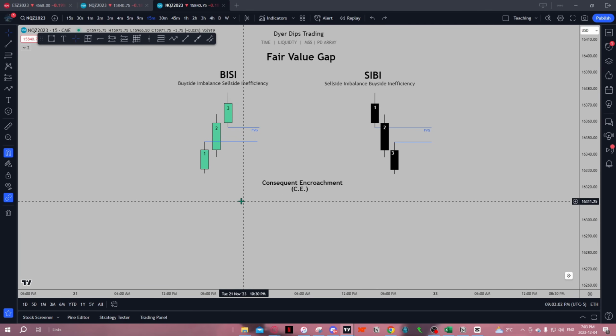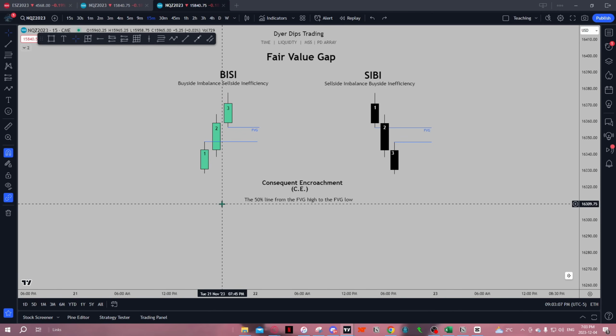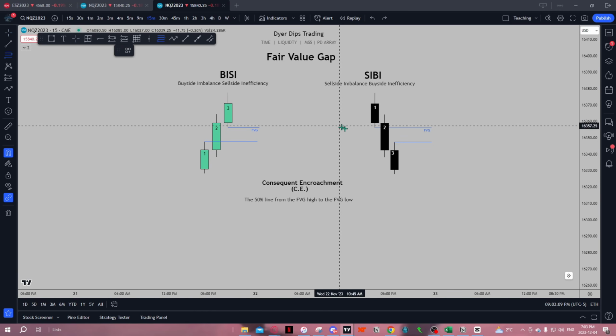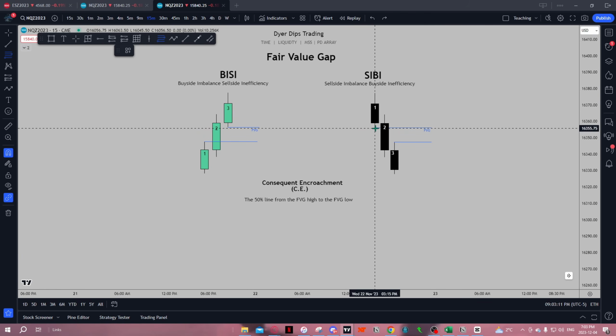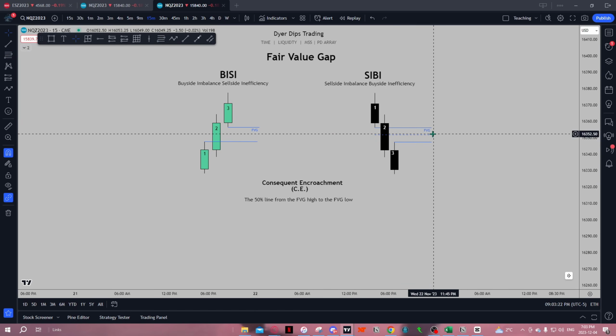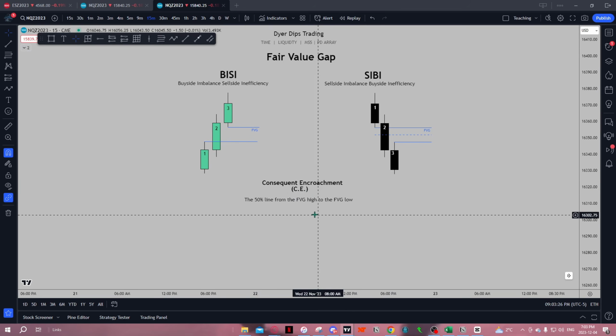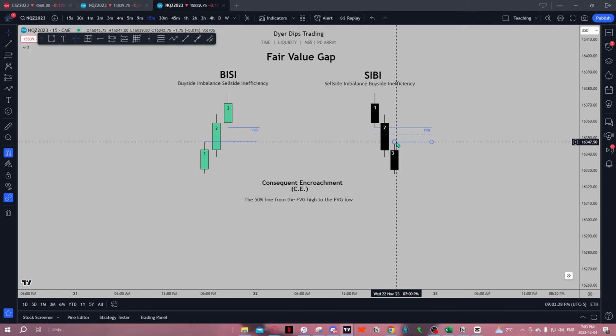It's commonly referred to as CE, and essentially it's the 50% line from the fair value gap's high to the fair value gap's low. So if we take any fib tool, or any tool that allows us to mark out 50% of a range or area, we can go from the fair value gap's high to the fair value gap's low right here. And this dashed line that I've marked out is going to be the consequent encroachment, or the 50% line from the fair value gap's high to low.